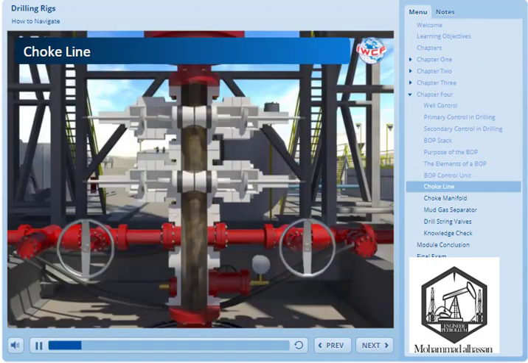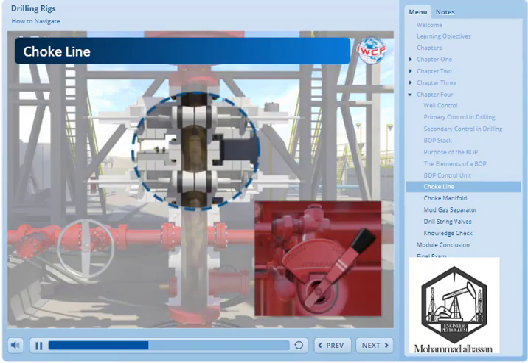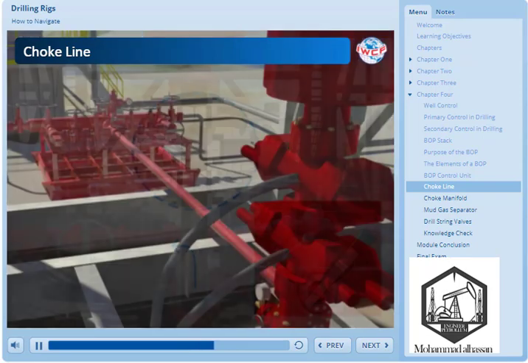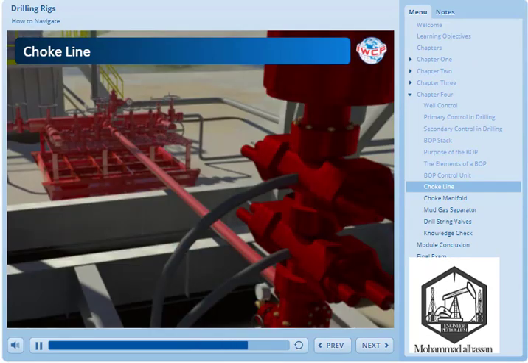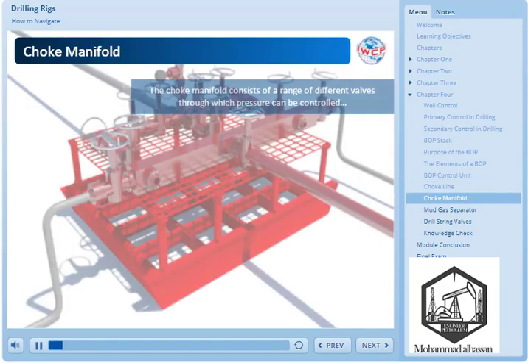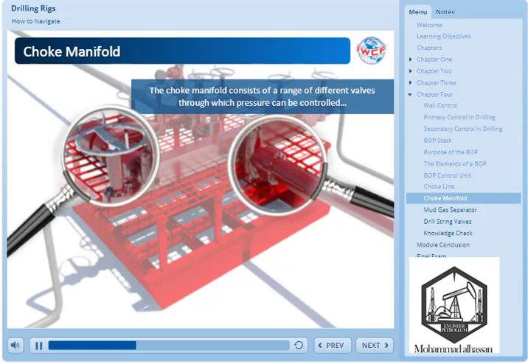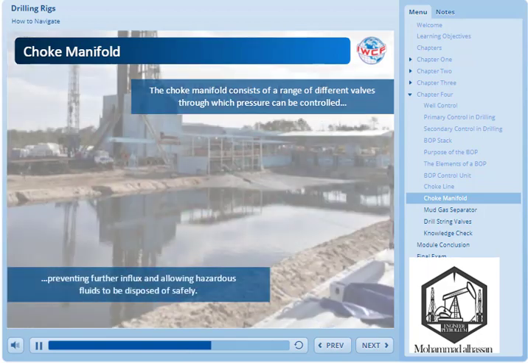Once the kick has been detected and the well safely shut in with the appropriate BOP, returns will be directed via the choke line to the choke manifold. The choke manifold consists of a range of different valves through which, in the event of a kick, pressure can be controlled, preventing further influx and allowing hazardous fluids to be disposed of safely.